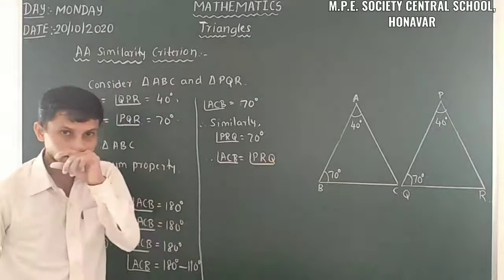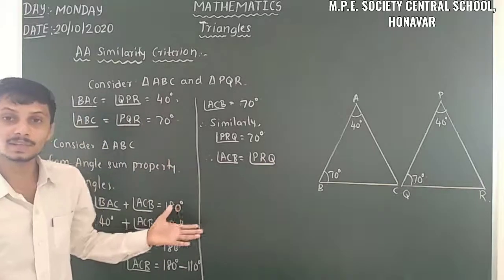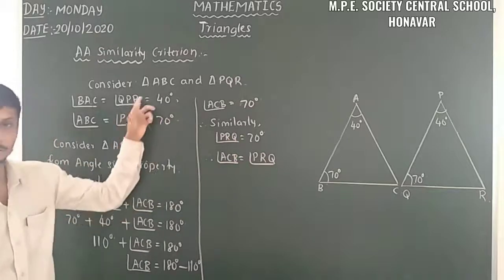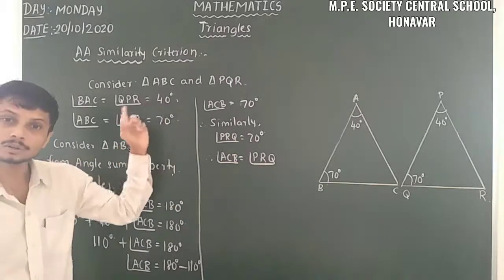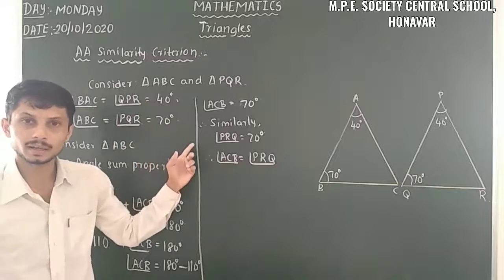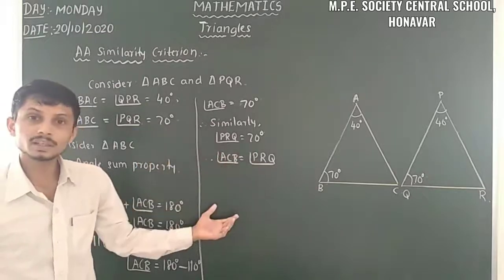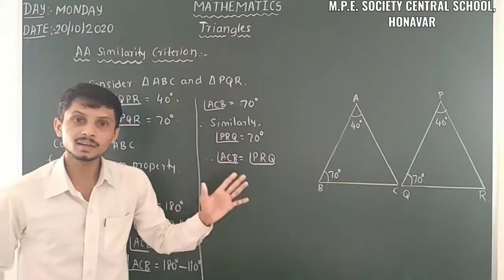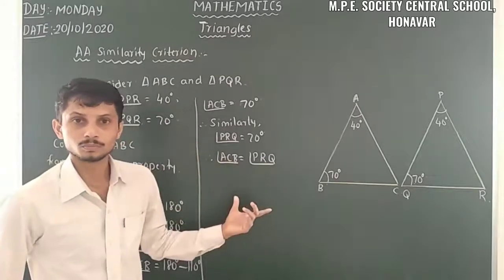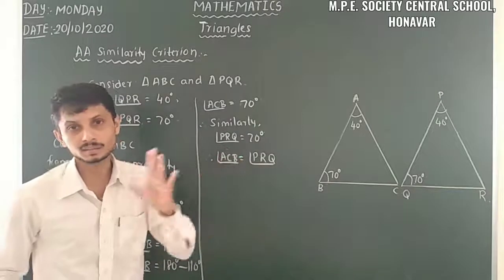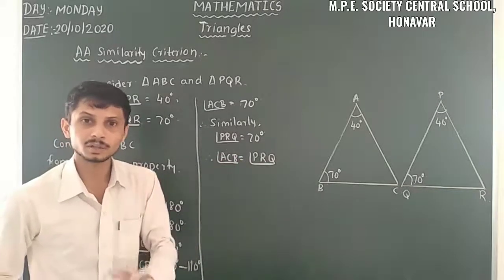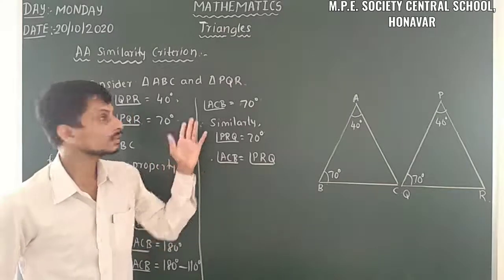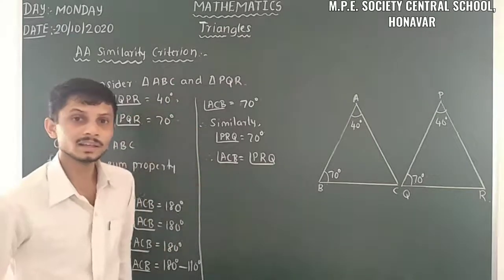So this we can call the AA similarity criterion. That means by observation we can find only two equalities of corresponding angles. There is no other angle given, but we can take it as true. So we can take the other corresponding angles also as the same. Therefore we can state the AA similarity criterion.